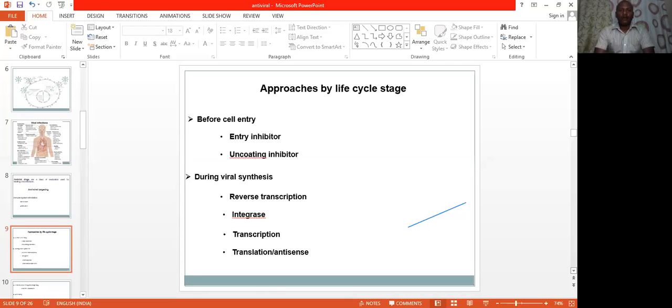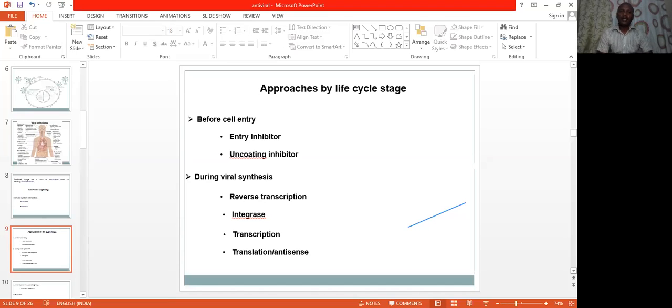Next is the viral synthesis stage. Once it enters the cell, the next step is that the components required to assemble the virus particle will be synthesized. DNA will be replicated, or RNA will be replicated, and the enzymes required by the virus, like integrase, protease or reverse transcriptase, will all be synthesized by our host cell.